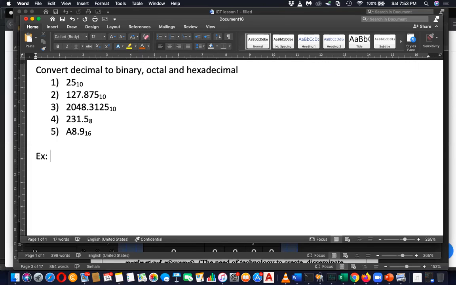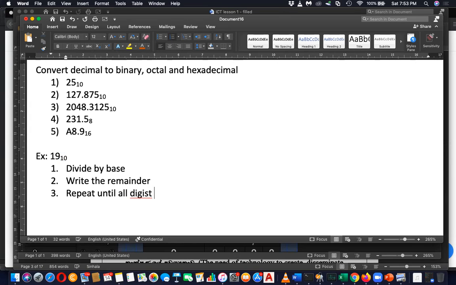Assume that you have 19 in the decimal number system. You want to convert this to binary. So how are you going to convert this? First, divide this number by the base. Divide by base, then write the remainder. Repeat. Repeat until all digits are in the intended base.